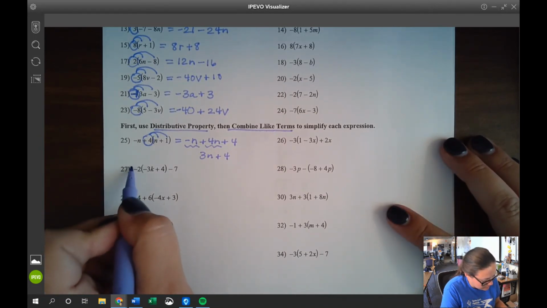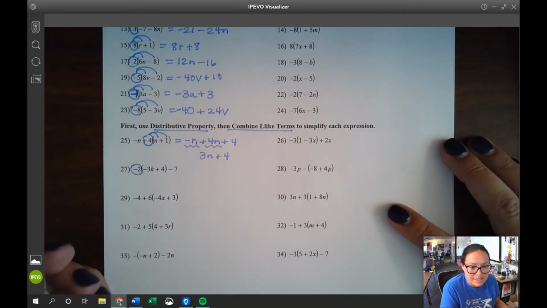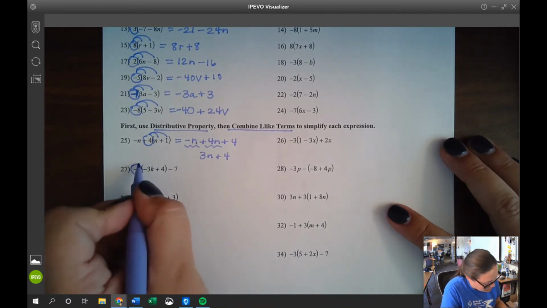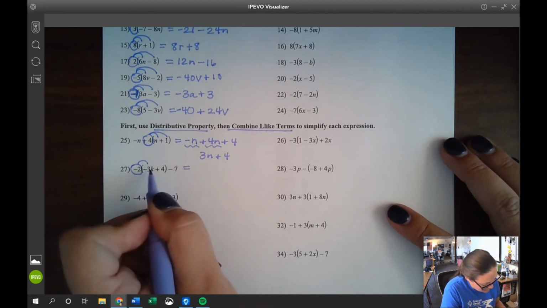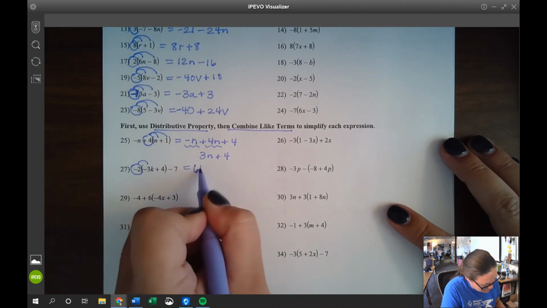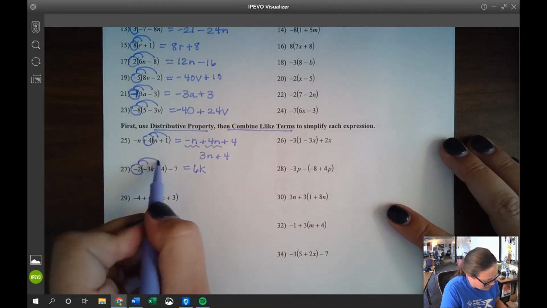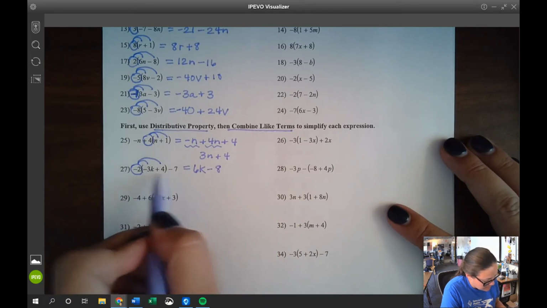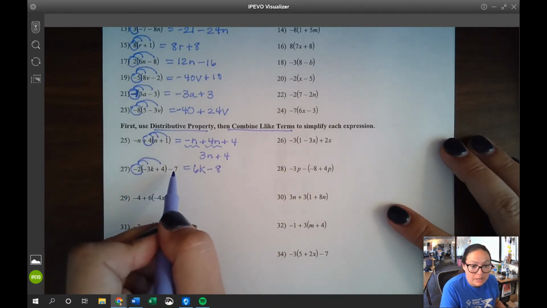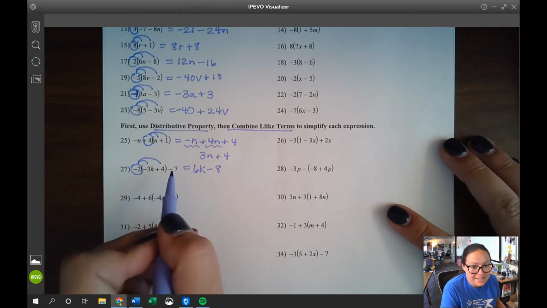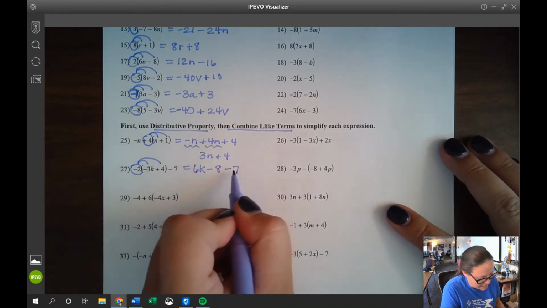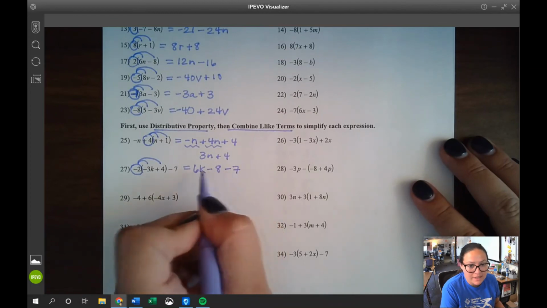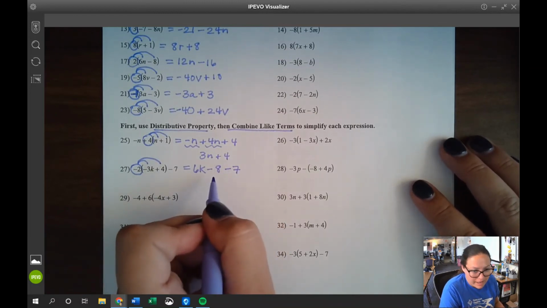Okay, let's try 27. The number in front of the parentheses is a negative 2. So I'm going to distribute. Negative 2 times negative 3k gives me positive 6k. Negative 2 times 4 gives me negative 8. And I'm not going to do negative 2 times negative 7 because the 7 is not in the parentheses, but I am going to write minus 7. That still comes along for the ride.